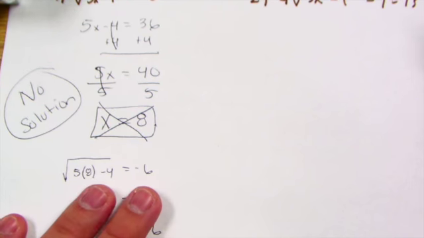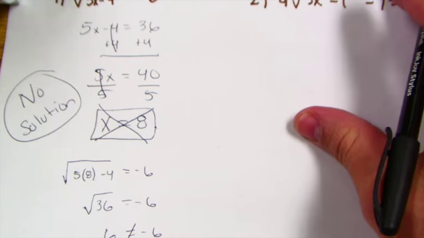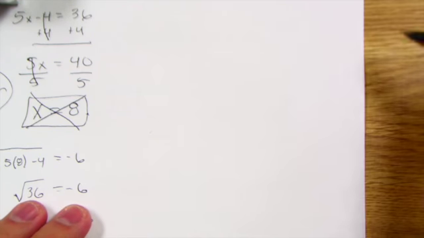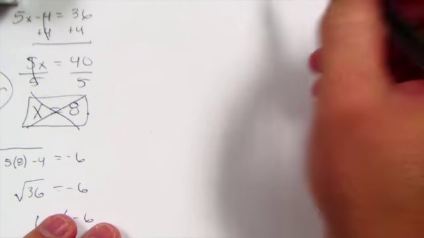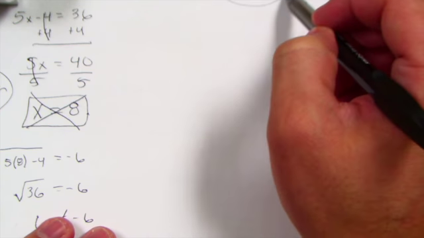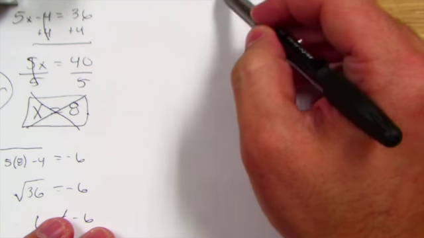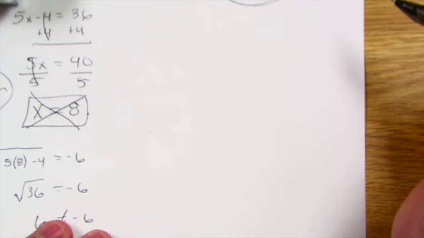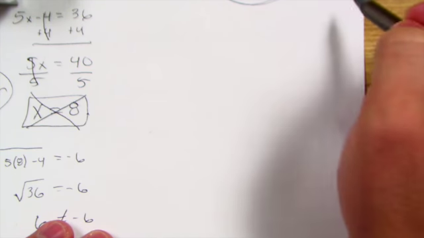Okay, so now let's look at number 2. So I can slide this over. There we go. Okay, so I have more room. This one, the radical is not isolated. So what I usually tell students, circle your radical, because that's what I need to get by itself. Everything else needs to go.